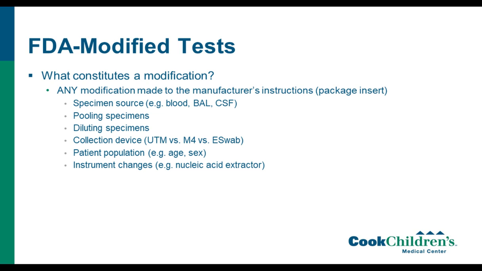Another is patient population. There are some tests out there that are not FDA cleared for patients under 14, for example. So if you test that patient population, it's off-label. And also instrument changes. So if you have a quantitative molecular assay that is FDA cleared for use, for example, with the Roche MagNA Pure instrument, but you want to use the bioMérieux EasyMAG, that's off-label as well.